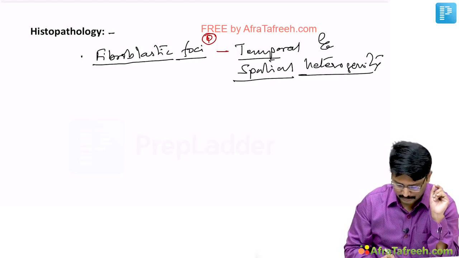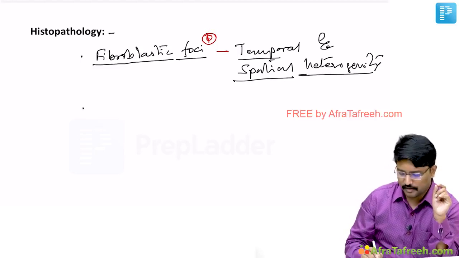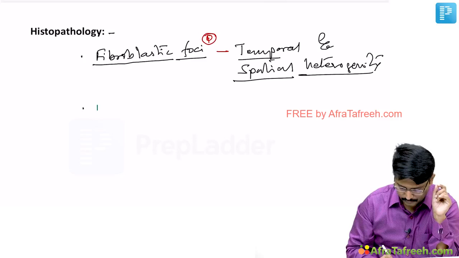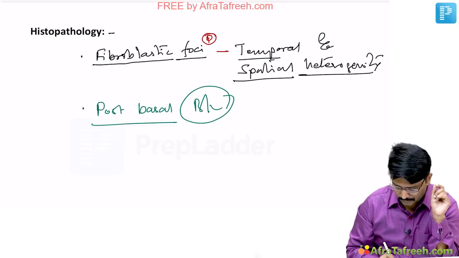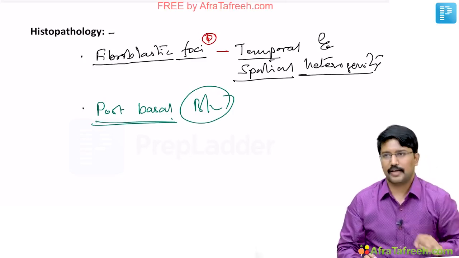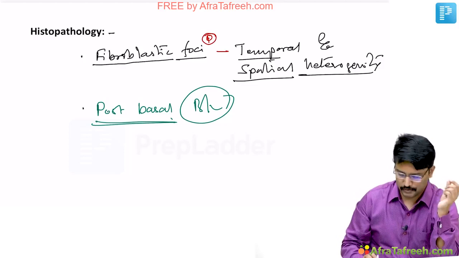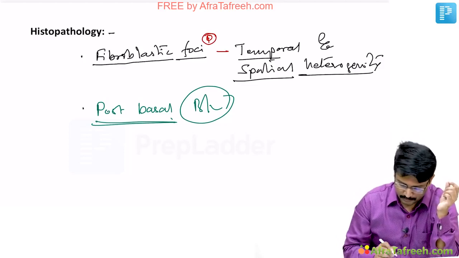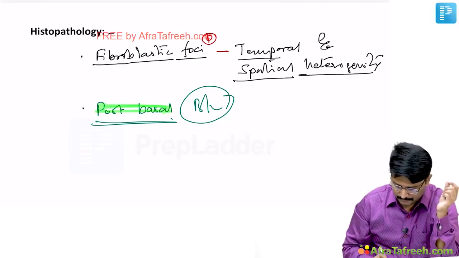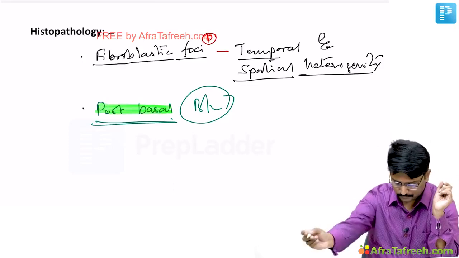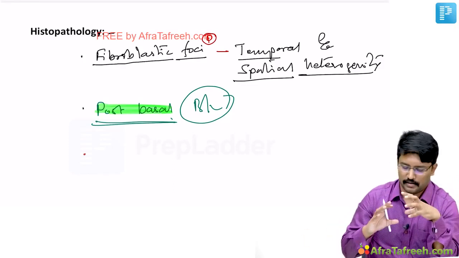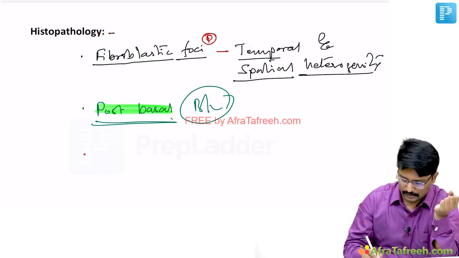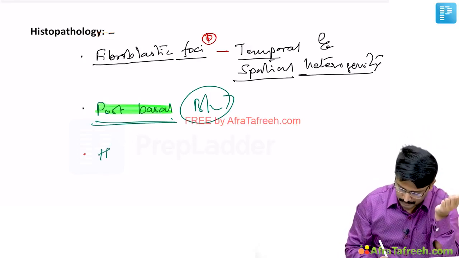These fibroblastic foci typically affect posterobasal, bilateral posterobasal zones. As disease progresses, it may involve other zones, but typical involvement is posterobasal bilateral lungs. Apart from this, because of the architectural distortion and destruction, there will be honeycombing.